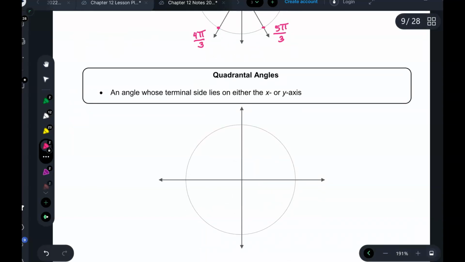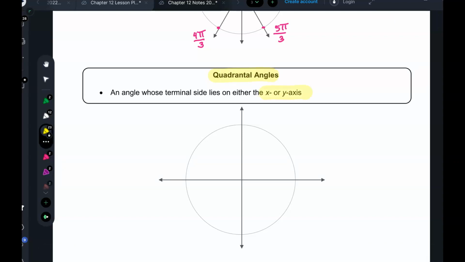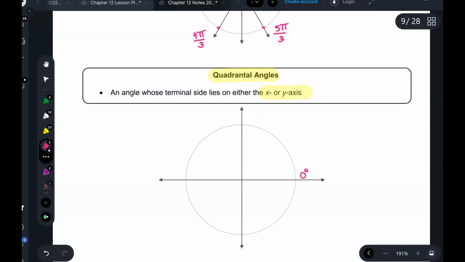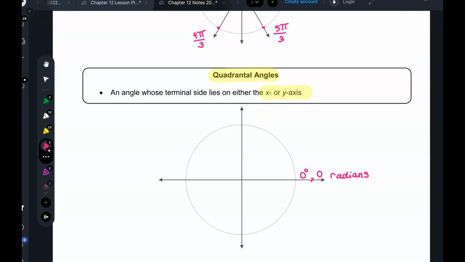Next, quadrantal angles. So these are the ones that are on the x or the y axis. So let's start with the first one. This would be, so imagine the initial side, this would be right here. How many degrees? It would be 0 degrees or 0 radians. 0 degrees and 0 radians are the same thing. It's that positive x-axis.